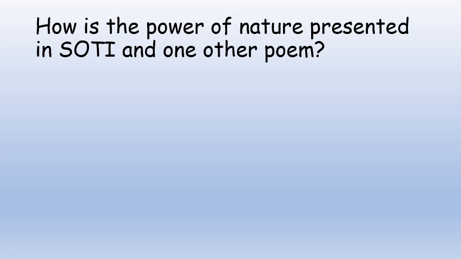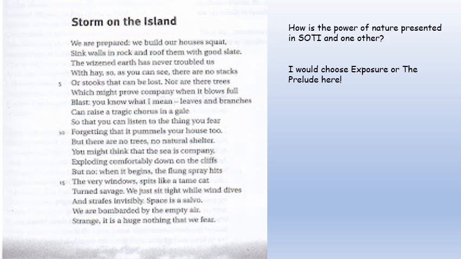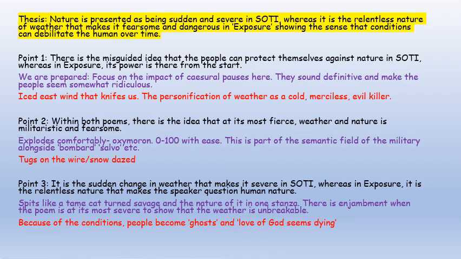Another typical question: how is the power of nature shown in Storm on the Island and one other poem? When we look at Storm on the Island, it starts with lots of full stops. "We are prepared: we build our houses squat, sink walls in rock and roof in good slate." It's really ordered and controlled because it links to the speaker who thinks they are in charge at the beginning, but then it moves to total enjambment. When nature gets involved, suddenly it turns to chaos.